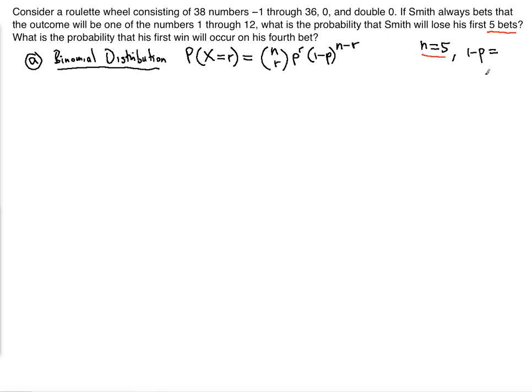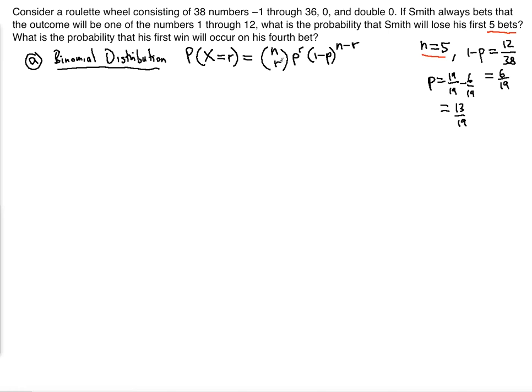Now what is going to be 1 minus p? 1 minus p is numbers 1 through 12 out of 38 numbers, right? So it's going to be 12 divided by 38, which gives you 6 over 19. So that means the p-value, the probability of failure in this case, is going to be 19 over 19 minus 6 over 19, which is equal to 13 over 19. Right, so we found all the parameters.